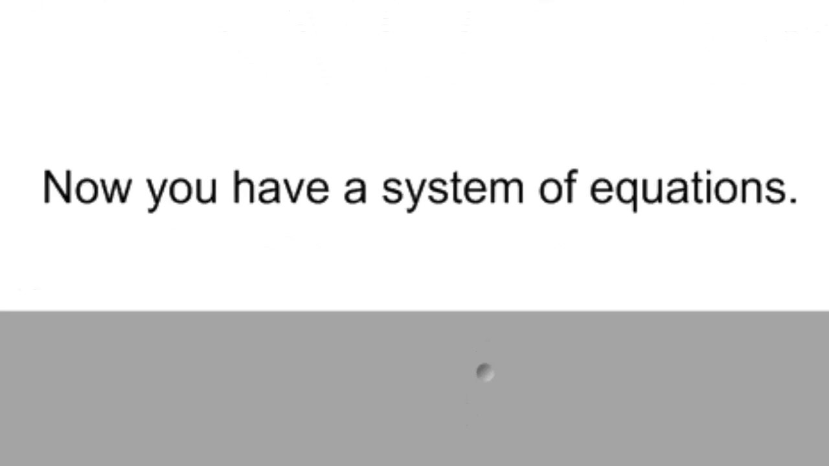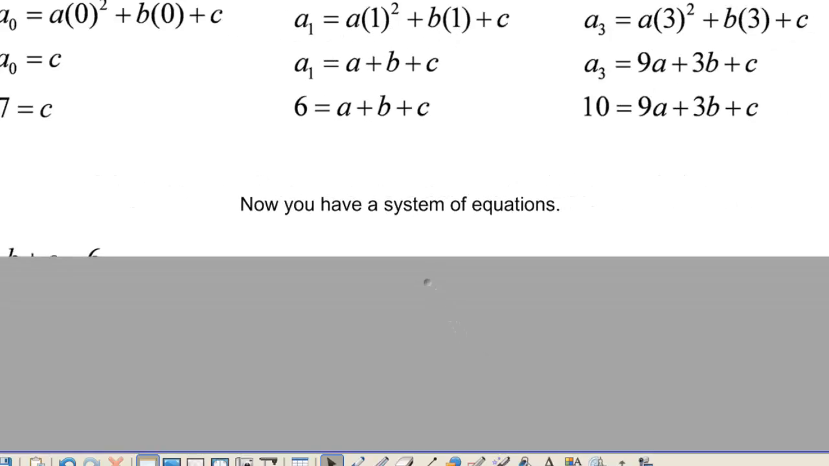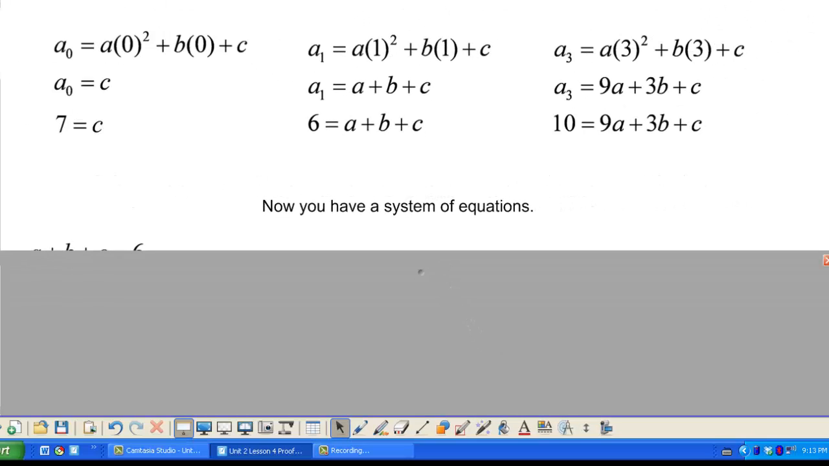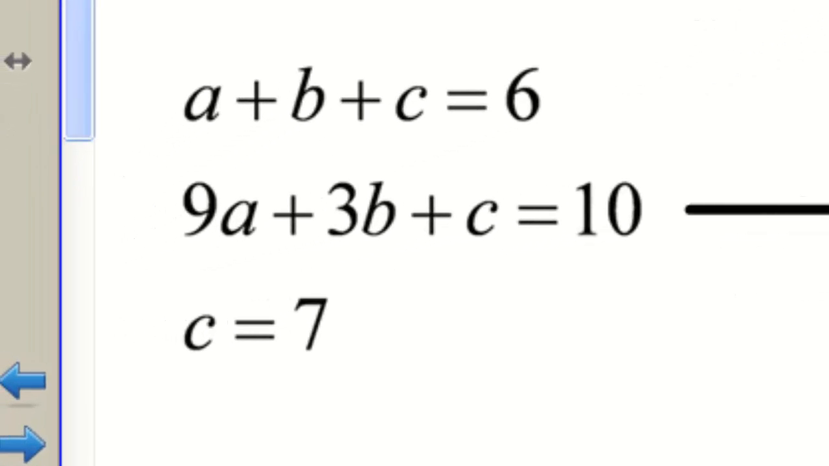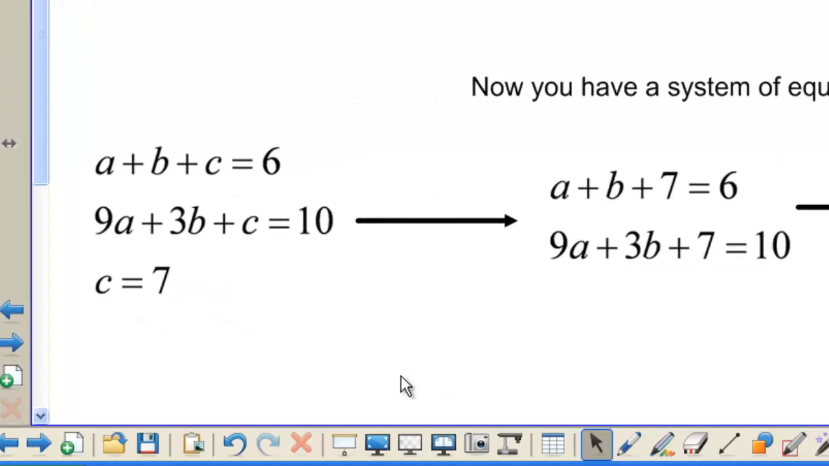What we have, friends, is a system of equations. How do I start? Well, I'm going to write 7 equals c, 6 equals a plus b plus c, and 10 equals 9a plus 3b plus c as a system of equations. Now, I know that c is 7, so this is going to make my system of equations a little bit easier. When I go to the next step, I've substituted in 7 for c, so I get a plus b plus 7 equals 6, 9a plus 3b plus 7 equals 10.